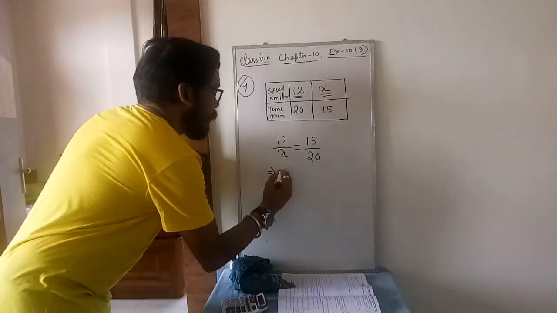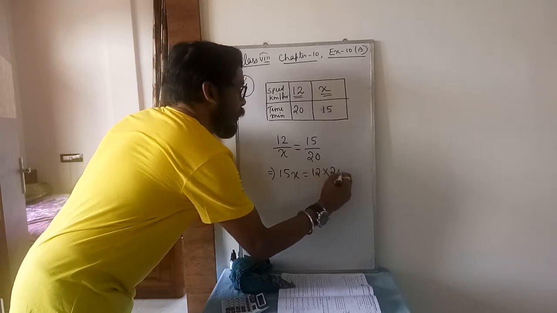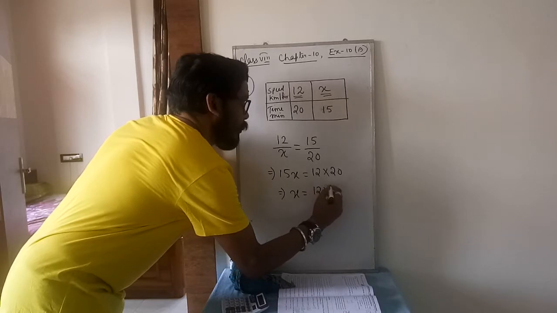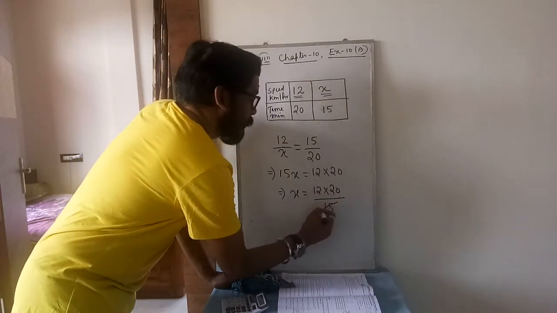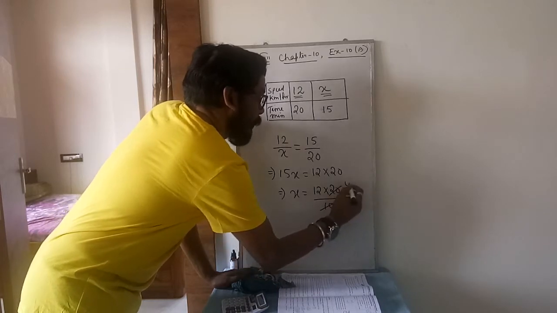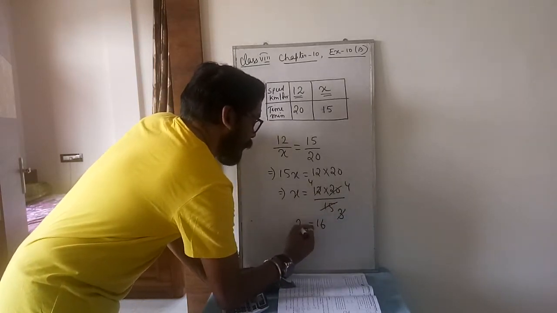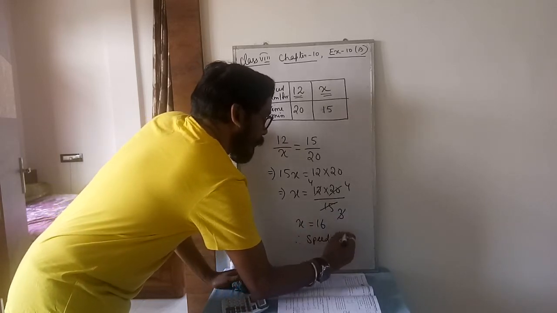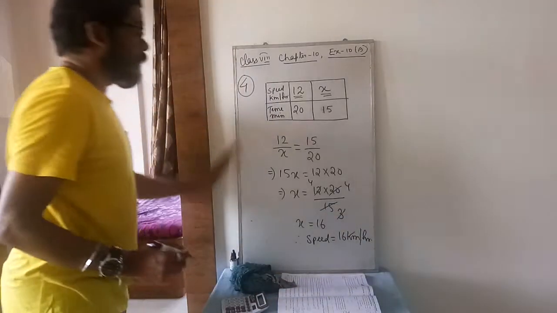Now cross multiply it, it is 15x, so it is 12 into 20. Now x equal to 12 into 20 by 15. If I cancel it, 5 threes are 15, 5 fours are 20, so it is 16. So speed will be 16 kilometer per hour. Take the screenshot.